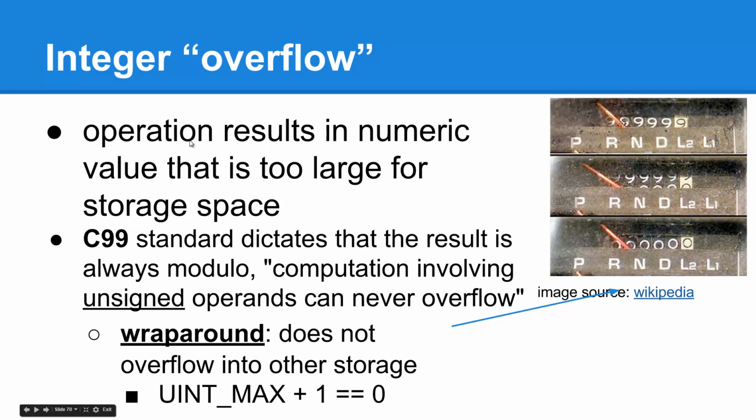So the next important thing is covering integer overflow. What happens when you take an integer that is the max value and increment it? Well, the C99 standard dictates that the result is always modulo and it can never overflow. By that it means never overflow into adjacent memory. It will wrap around. So if you take an unsigned integer that is the max value and increment it, it will wrap around to 0. Just like this on the right. This is exactly what will happen. It will just wrap around to 0. And congratulations, you've got a brand new car. Just kidding.